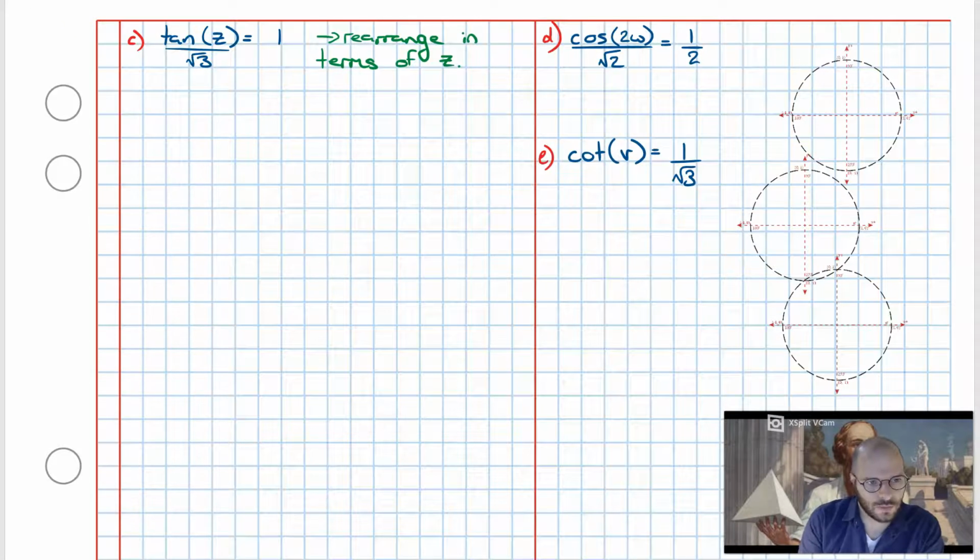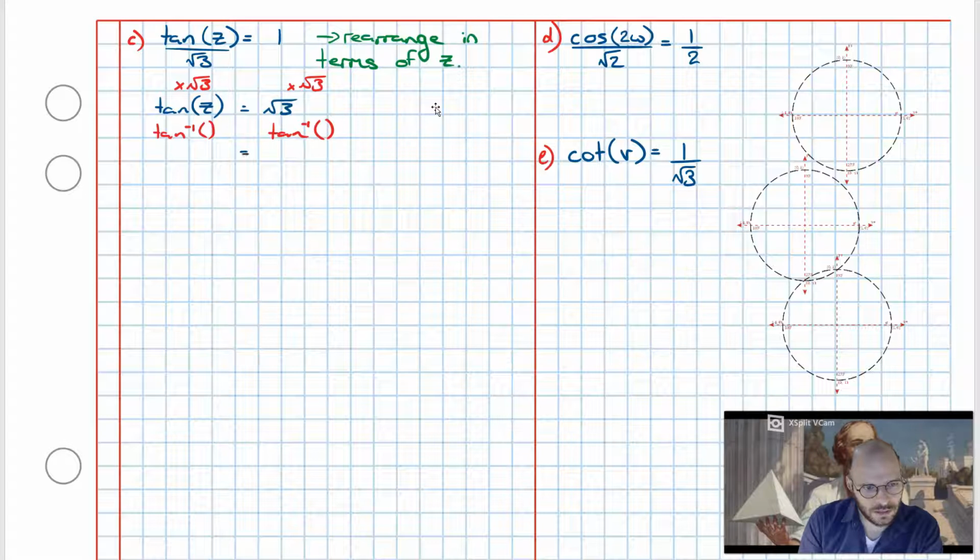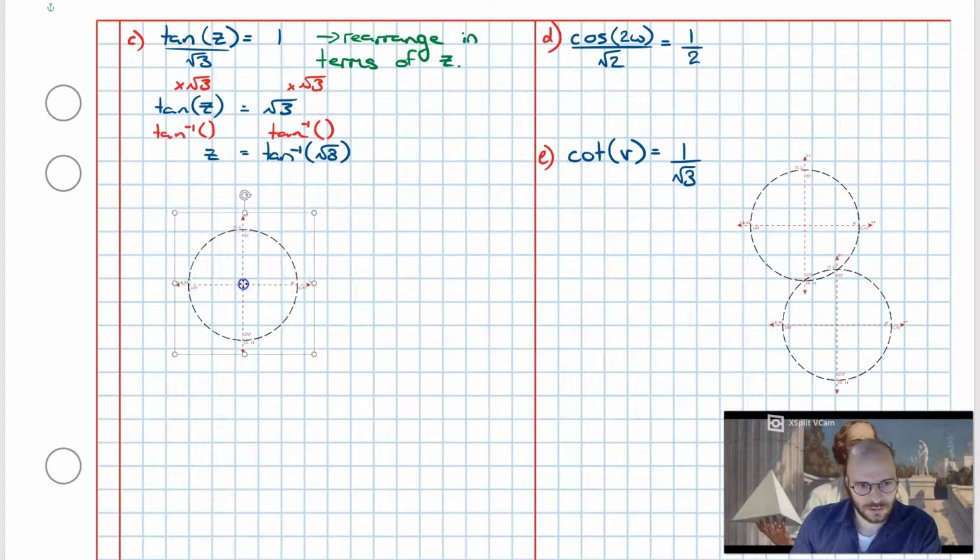So doing that, I'm going to first multiply both sides by root 3. And this will give me root 3 on the right and then tan z on the left. After that, I'm going to take the inverse tangent of both sides. And we will get z equals inverse tan of root 3. And now, here's where I need to draw my unit circle, because we need to look where is tangent positive.